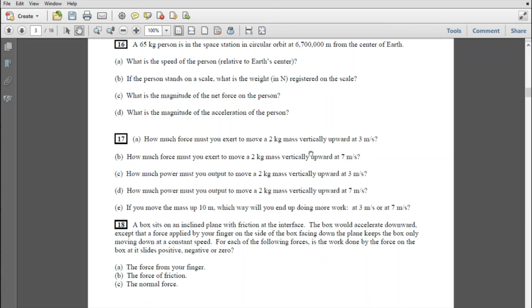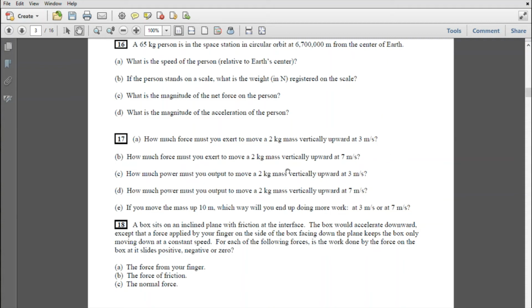Okay, so in both these cases, the acceleration is 0, right? We're moving it up at constant speed, and therefore the force that I have to apply just balances out the mg. So the force that I apply with my hand is an upward force of 2 times 9.8. That's how much force I have to apply in both A and B. Doesn't matter that it's moving faster. What matters is it's not accelerating.